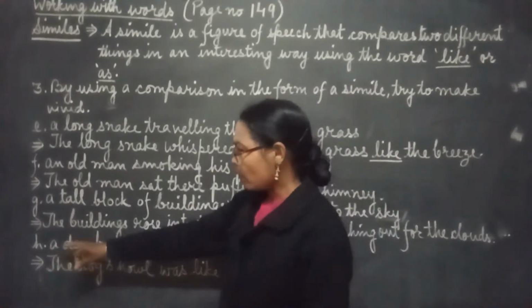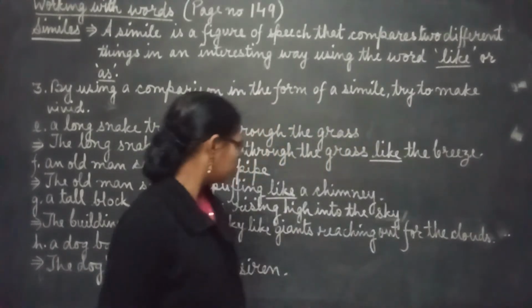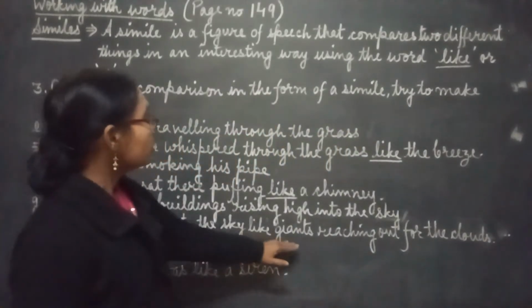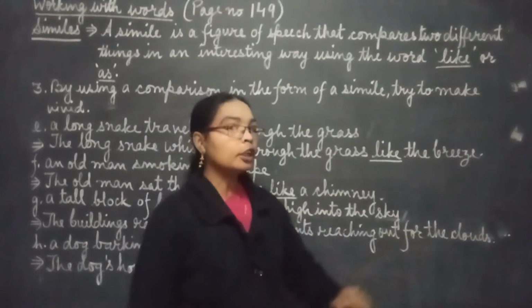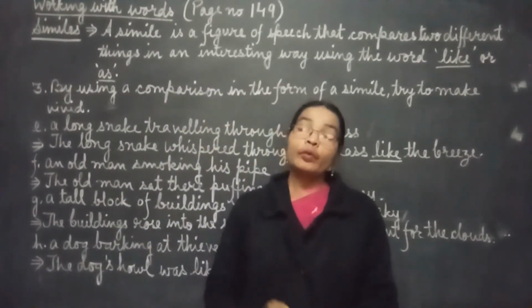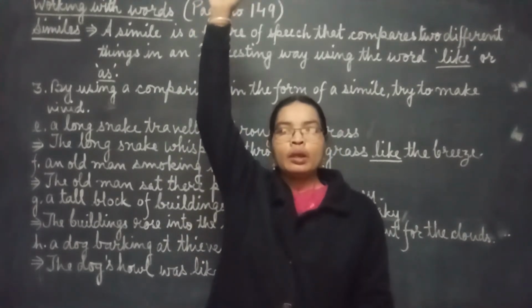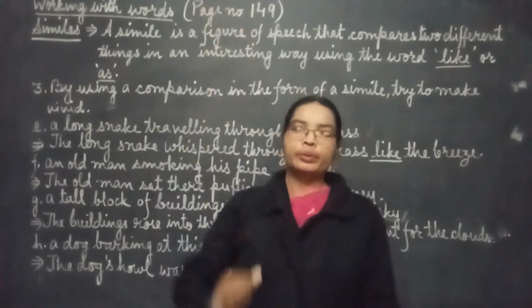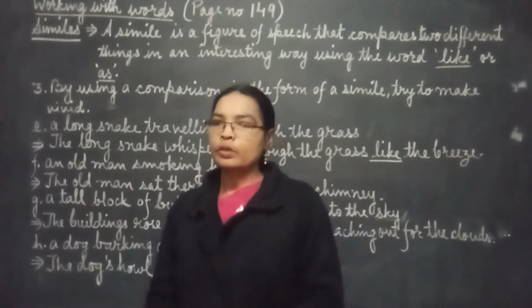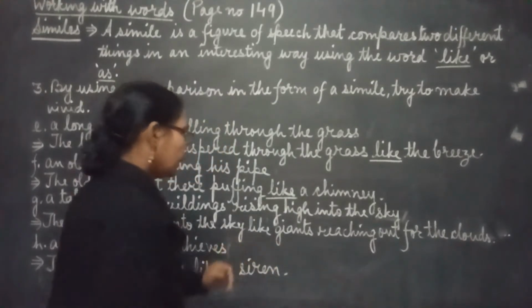So, we have solved. The buildings rose into the sky like giants reaching out for the clouds. It seems that giants are trying to touch the clouds, and maybe after a few minutes they will reach. So, in this sentence, we have used the word like.